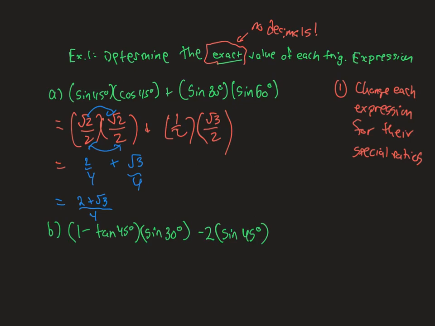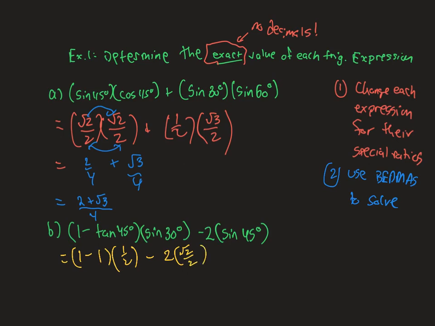Okay, I want you guys to pause the video at this point and try out the second one yourselves. Obviously, second step here, I didn't actually write it, sorry, is to then use BEDMAS to solve. Okay, so if we're solving out this one, once again, change your terms. So I should have 1 minus 1 in this bracket, multiplied by 1/2, minus 2 times, well, sine of 45. Sine of 45 is root 2 over 2. Should give me, well, 1 minus 1 is 0. 0 times 1/2 will also be 0, minus, these 2's will cancel out, giving me root 2. So my final answer would be negative root 2.